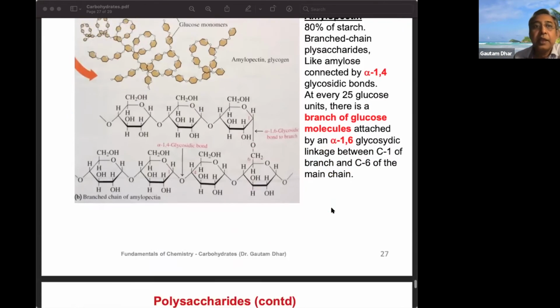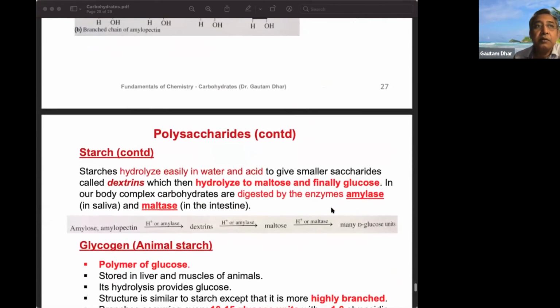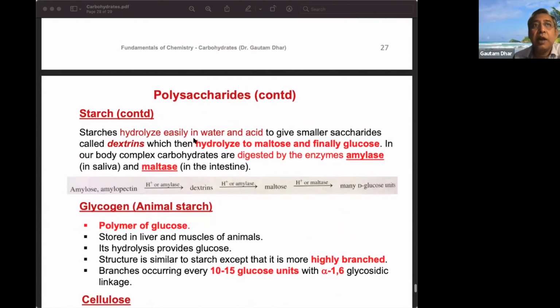Okay, now the starch hydrolyzes easily in water and acid. So acid, or you can have the hydrolyzing enzyme, and they hydrolyze into smaller saccharides called dextrins, which then hydrolyze to maltose and finally glucose. So there are steps in the hydrolysis. So first chopping, the next chopping, and the next chopping.